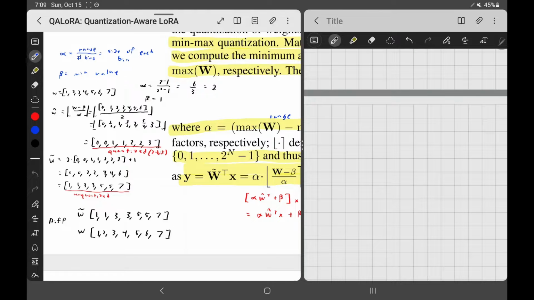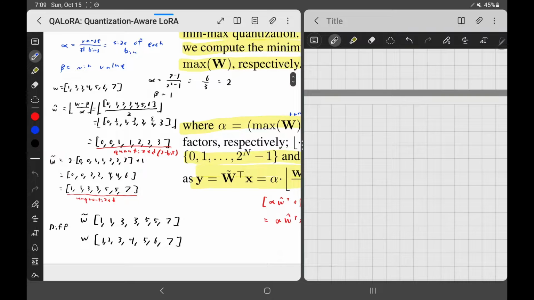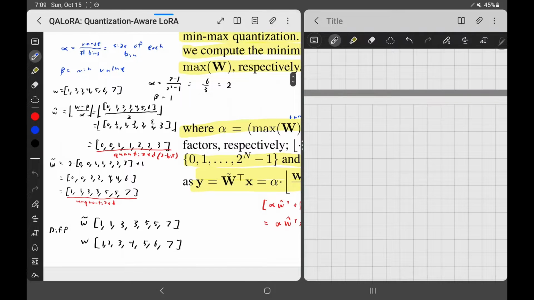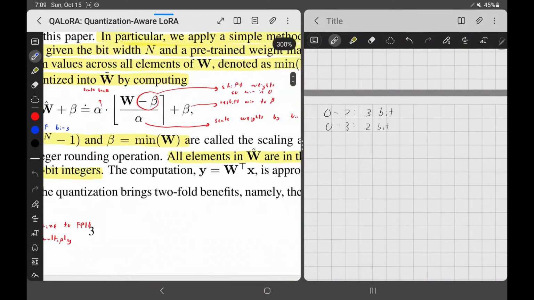Like it does work good enough. So say we had this weight matrix here, and this weight matrix has values from 0 to 7. So this will be 3-bit. And let's say we want to convert it to 2-bit. So that'll be values from 0 to 3. Now to do this, we follow this operation here.